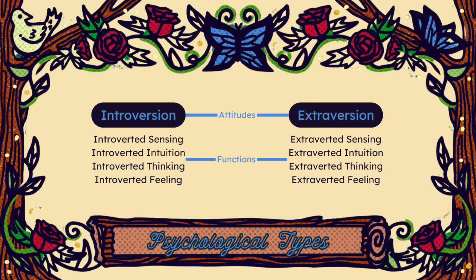Before we delve into the functions, it's essential that we remember the attitude framework. Extroverted functions are geared toward engaging with the external world, focusing on interaction and exploration. Introverted functions are directed inward, emphasizing self reflection and understanding.